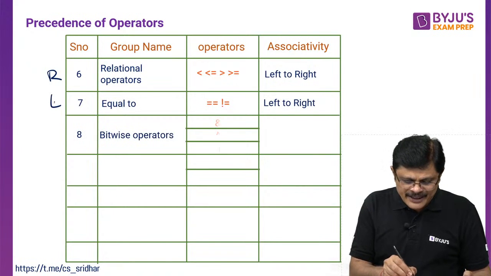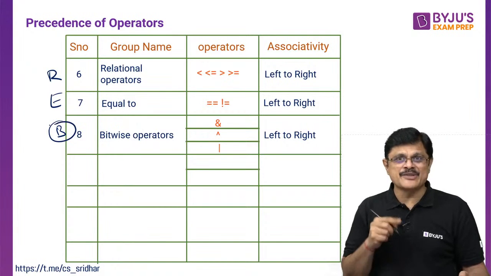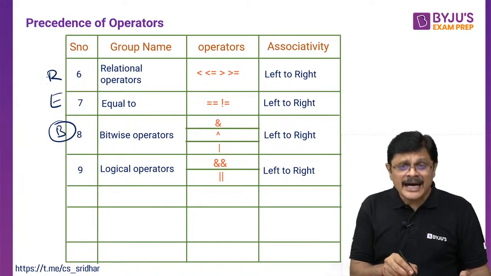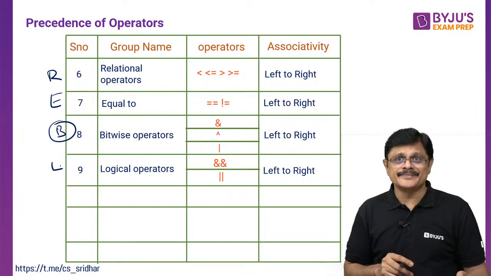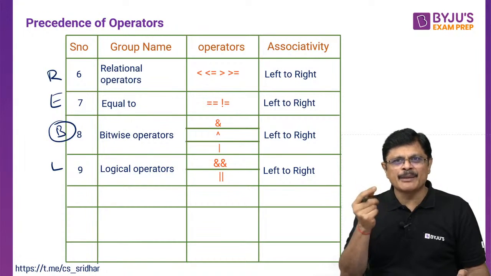E, equality operator. B, bitwise operator. Bitwise we need to complete tomorrow. E, B, there is one more. R, E, B, L. L is logical. Okay, it's not R, E, B, L, sir. R, E, B, L. We have to remember that mnemonic properly.